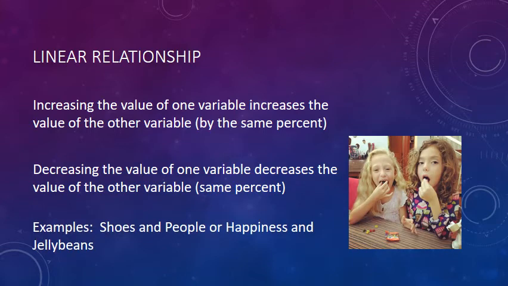Some examples of linear relationships: shoes and people. If I double the number of shoes, I've probably doubled the number of people in my classroom. Or if I take out half of the people, then I'm going to have half as many shoes. You could also say this about happiness and jelly beans. The more jelly beans you get, the happier you are, and vice versa.